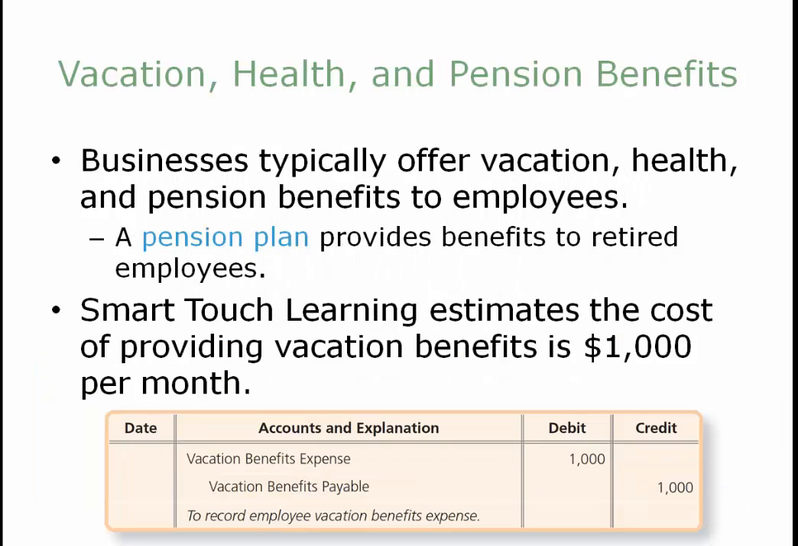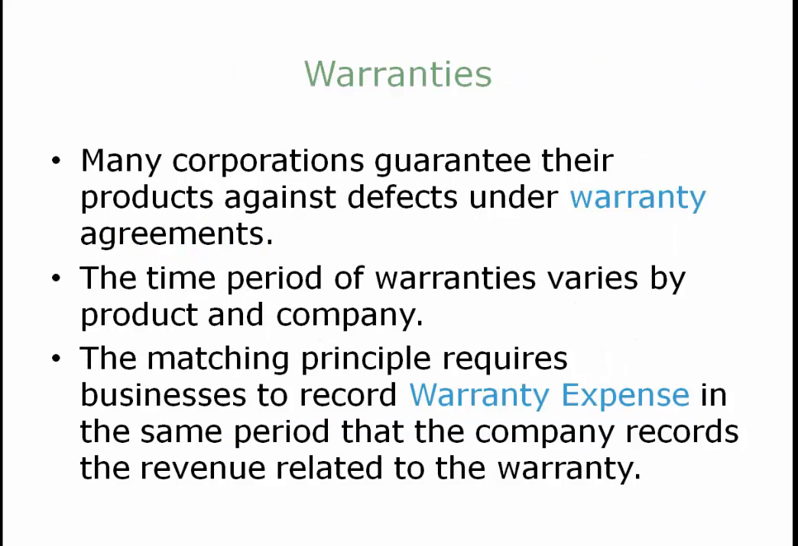Vacation and health. You have vacation benefits. It says that it's going to cost them $1,000 a month to provide vacation benefits. So it's going to be a debit to vacation expense and a credit to vacation benefits payable. And typically you wouldn't say vacation benefits payable. It would just be vacation expense and vacation payable. Warranties are an agreement that if something is wrong with the product, they will make it right.